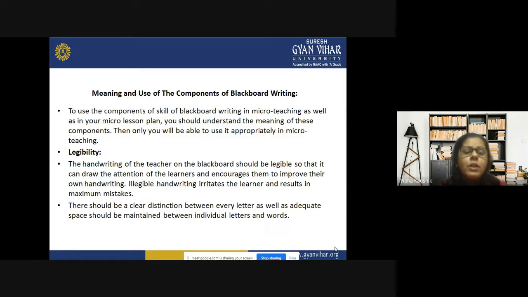There should be a clear distinction between every letter. Means there should be a clear difference between every letter written by the teacher on the board, as well as adequate space. Enough space between two words should be maintained between individual letters and words.